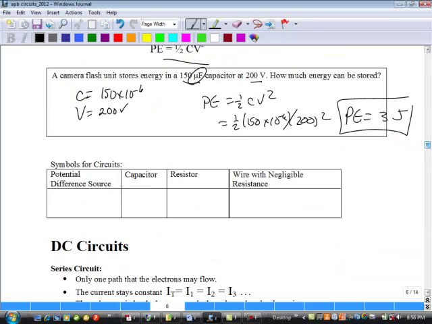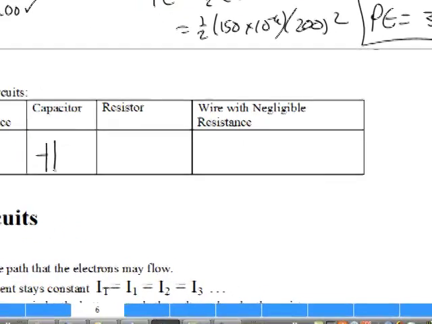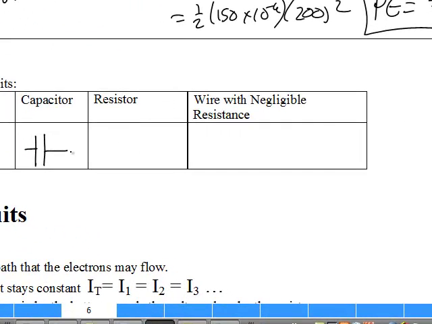We are fixing to draw lots and lots of diagrams, so we need to have the correct proper notation. A potential difference source is going to be a long line with a short line as well. You need to know that the long line is the positive terminal of the battery. The short line is the negative terminal of the battery. A capacitor is going to be two parallel plates. A resistor is the little squiggly line. A wire is plain old wire.